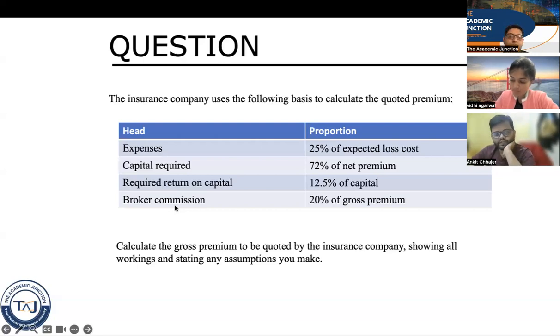How will we know of reinsurance net premium? How will we know of reinsurance premium recovery? They have said capital required is 72% of net premium. Net premium is not premium with your definition; the definition of net premium should be different. So assume net premium is net of commissions: gross premium plus brokerage is net premium.